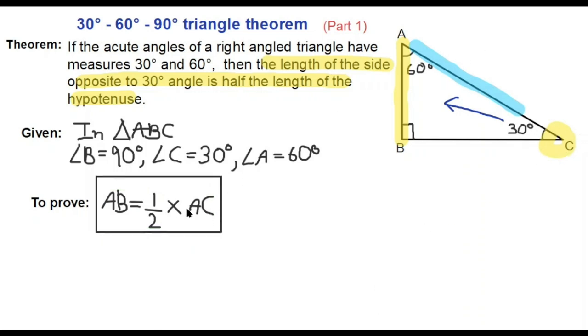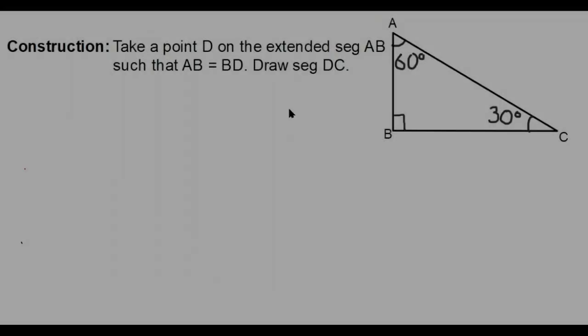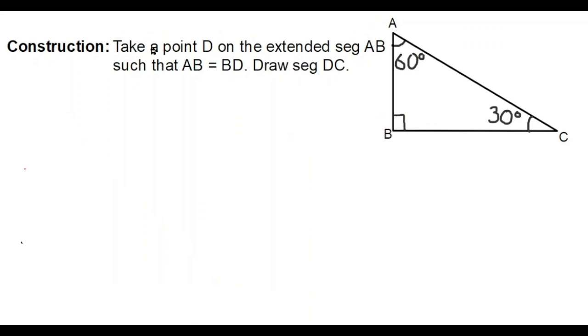So AB is equal to half AC. This you have to prove. This is how, from the statement, we have to write the given and the to prove. Now see the construction. We cannot prove the theorem directly from this given figure.